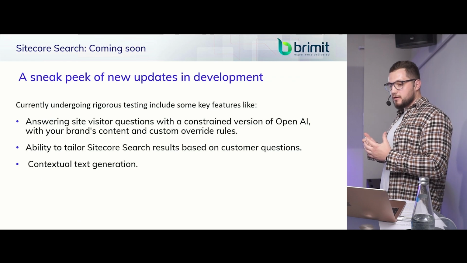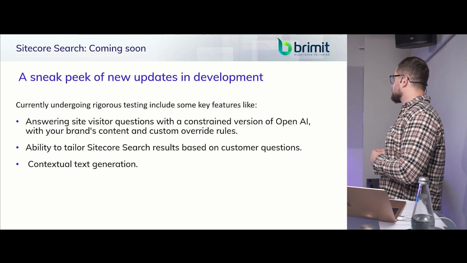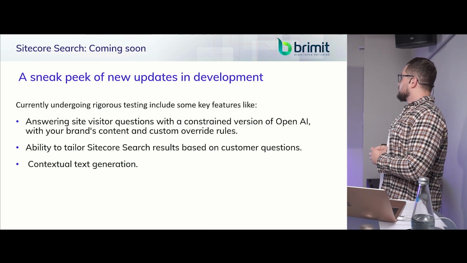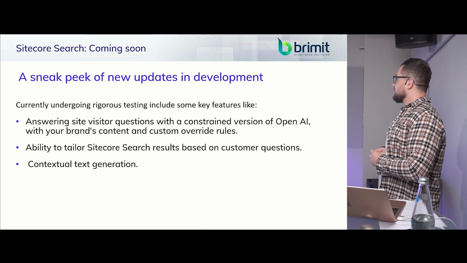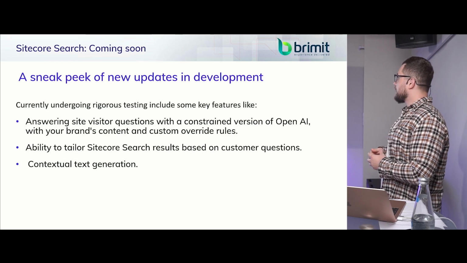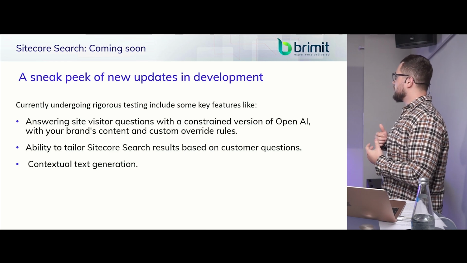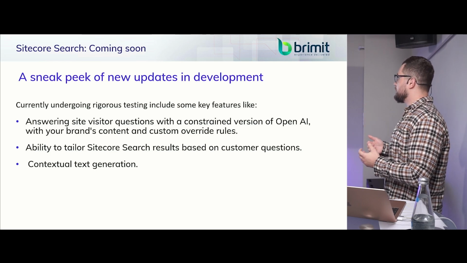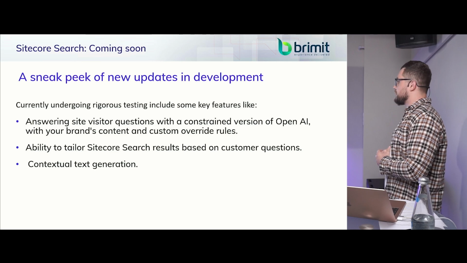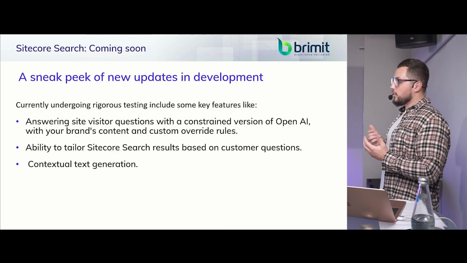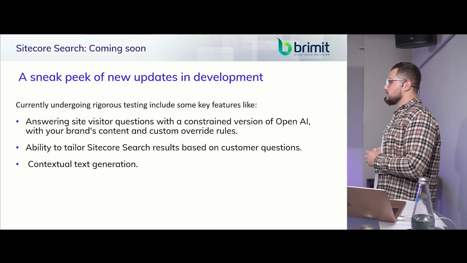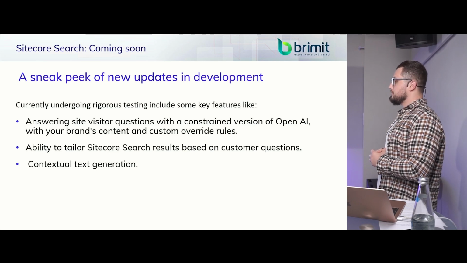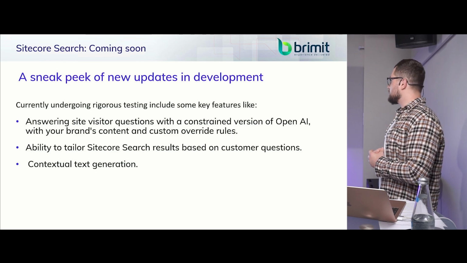And finally, of course, Sitecore wants to create other features in future releases, for example answering site visitor questions with OpenAI, conceptual text generation, or the ability to tailor Sitecore Search results based on a customer question. We will wait for these features because at the current moment sometimes we need this, but we don't have it. But I hope that Sitecore will add this soon.